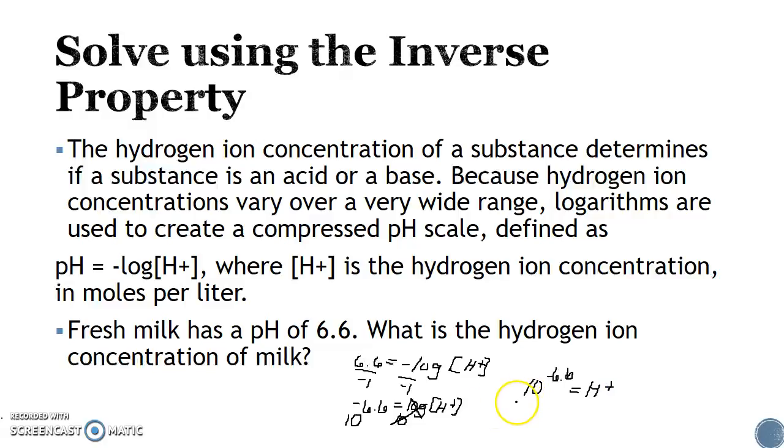And so I'm going to go to my calculator and I'll put this 10 to the negative 6.6 on my calculator. And my calculator gives me 2.51188, and the decimal continues, and I have to look carefully because then it has this little e to the -7. So what that really means is 2.51 times 10 to the -7 is the hydrogen ion concentration for milk that has a pH of 6.6.